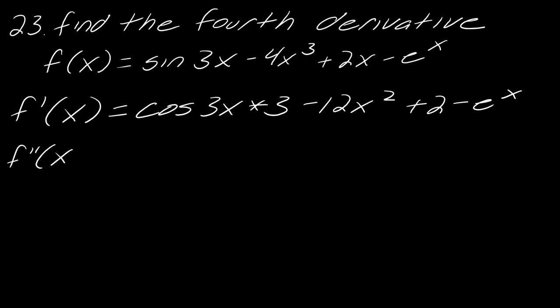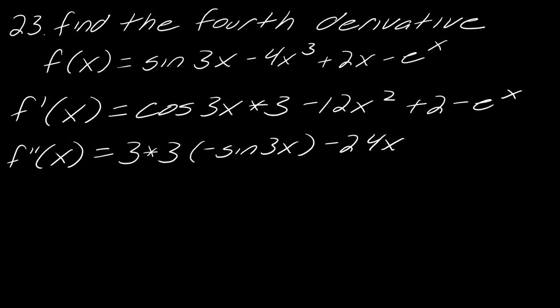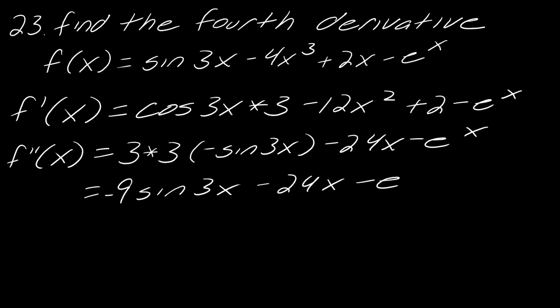Okay, so now let's take the next derivative. I'll take the derivative of the previous one. Now this is going to be 3. I'm going to pull this 3 out in front, and then I know I'm going to have to multiply by another factor of 3. So all of that times negative sine of 3x, minus 24x minus e to the x. Okay, so let me just clean that up a little. So this is negative 9 sine of 3x minus 24x minus e to the x.